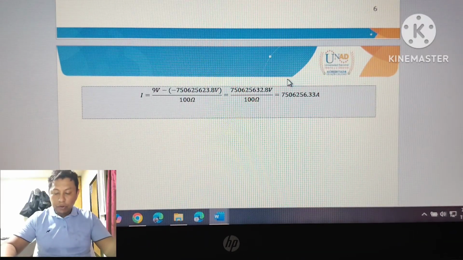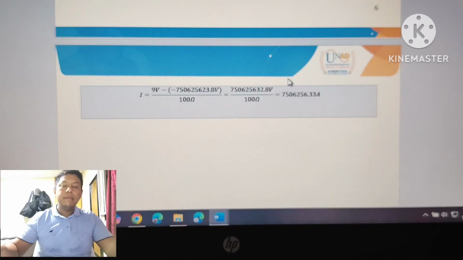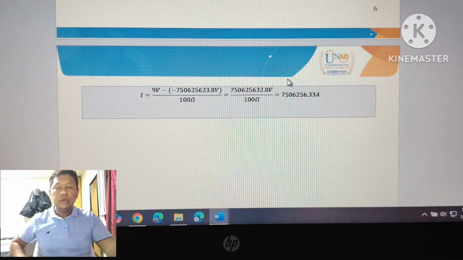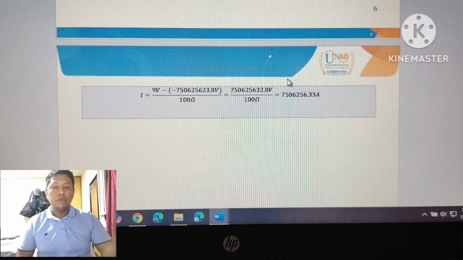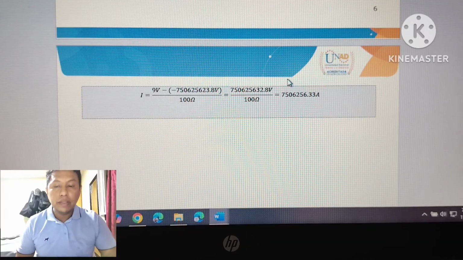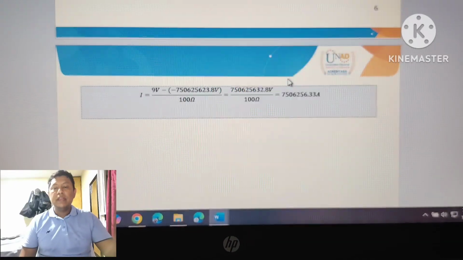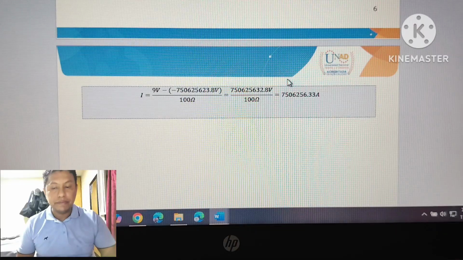Then the induced current equals 9 minus 750 million, all divided by 100. This results in a current of 7,106,256.33 amperes.